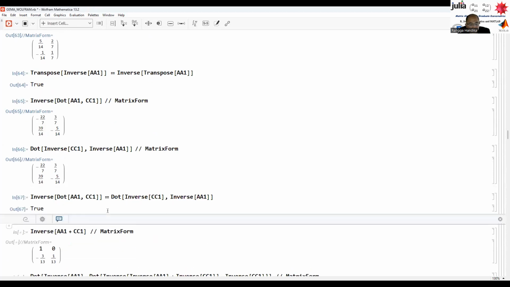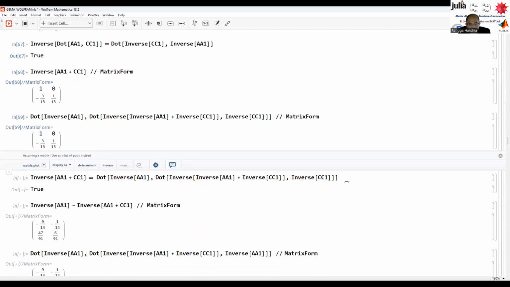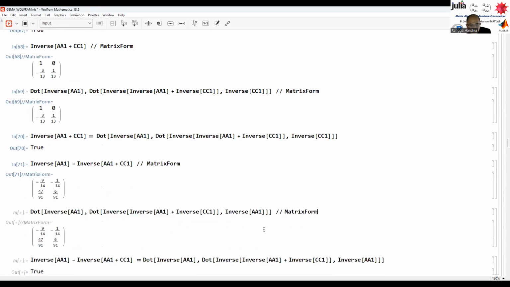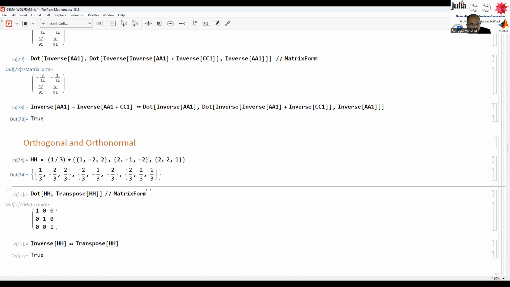Again, if you want to know, you can pause in this part and try your own, to understand and learn about the matrix theorem and properties. So let's go to orthogonal and orthonormal here.